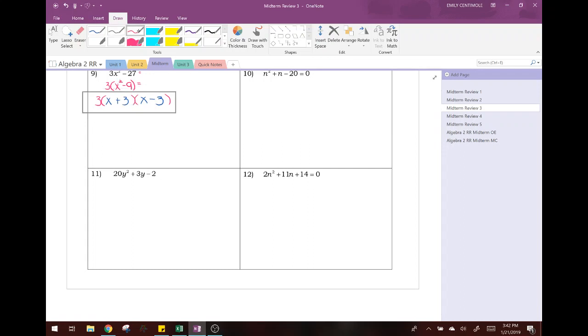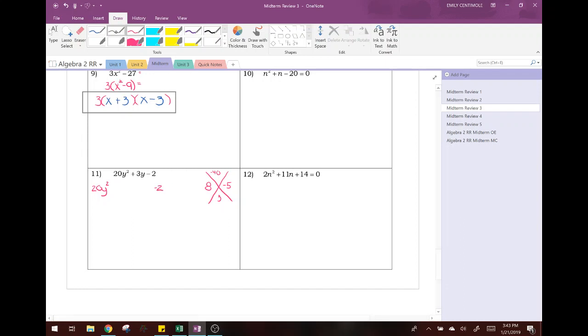Alright, in this next example I have a trinomial. So in this one I'm going to set up my x method. I have a times c, so negative 40 up top, and then I have 3 at the bottom. So if I multiply 8 times negative 5, that gets me negative 40, and 8 minus 5 is 3. So I'm going to set up my grouping.